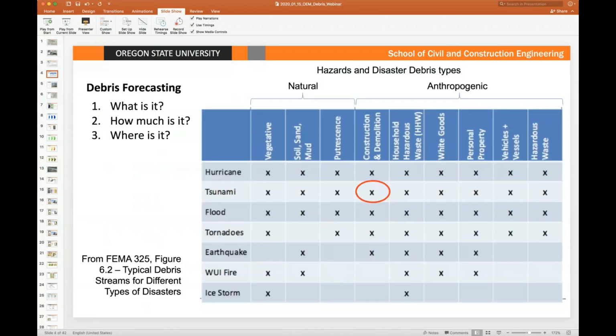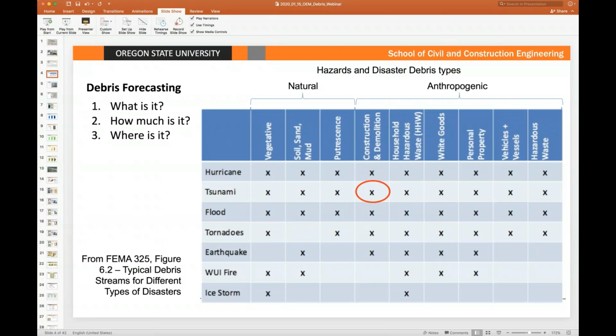The FEMA document also does a really nice job to categorize different hazards. So in this table, the column on the left is looking at different natural hazards, from hurricanes, tsunami, flood, tornadoes, earthquake, wildfire, and ice storm. And then going across, it's the different types of debris that we have to consider, grouping it into two big classifications. One's natural debris, like vegetation, mud, that kind of stuff, because the disposal of natural vegetation can be a lot different than the man-made debris in the next columns.